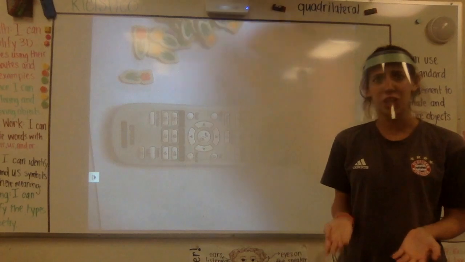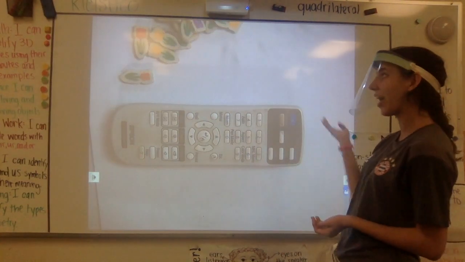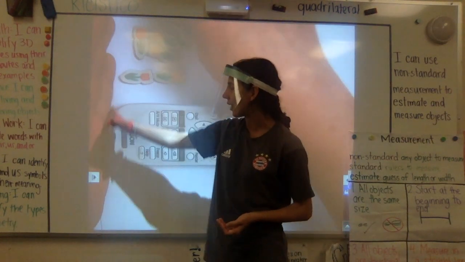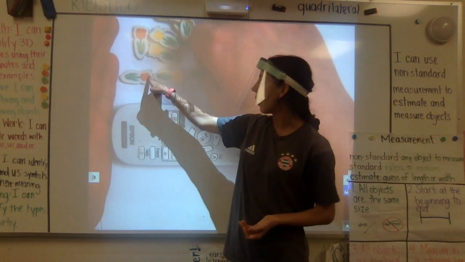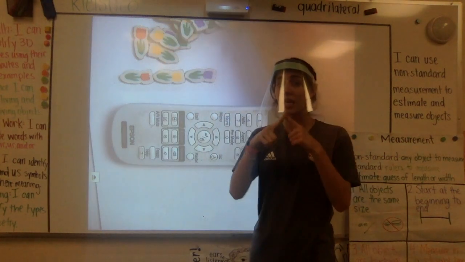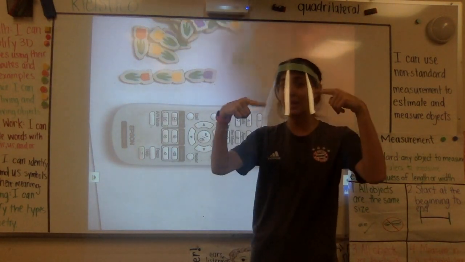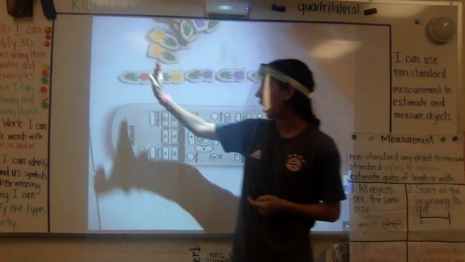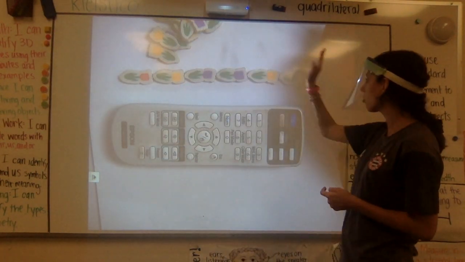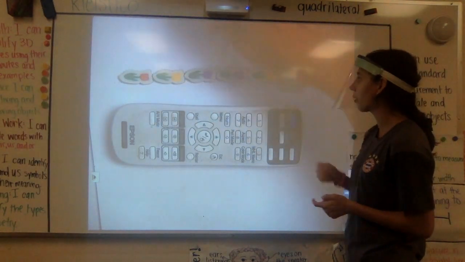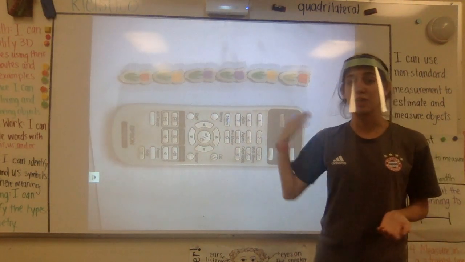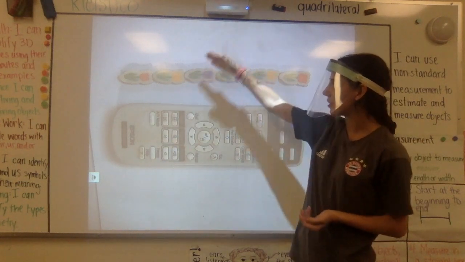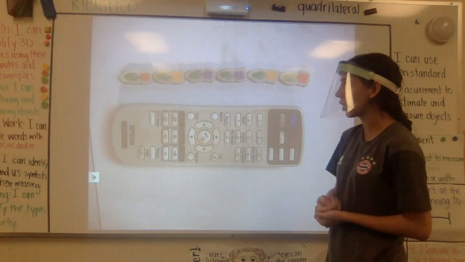Now to check if my estimate is correct, I can go ahead and measure this remote. I'm making sure that I'm starting at the beginning of my object. My erasers are touching. They're not overlapping, they're not gapping, but they are touching end to end. I'm going all the way to the end of the remote to make sure that I'm measuring the full length. And it's in a straight line. It's not going up, it's not going down, it's straight across.